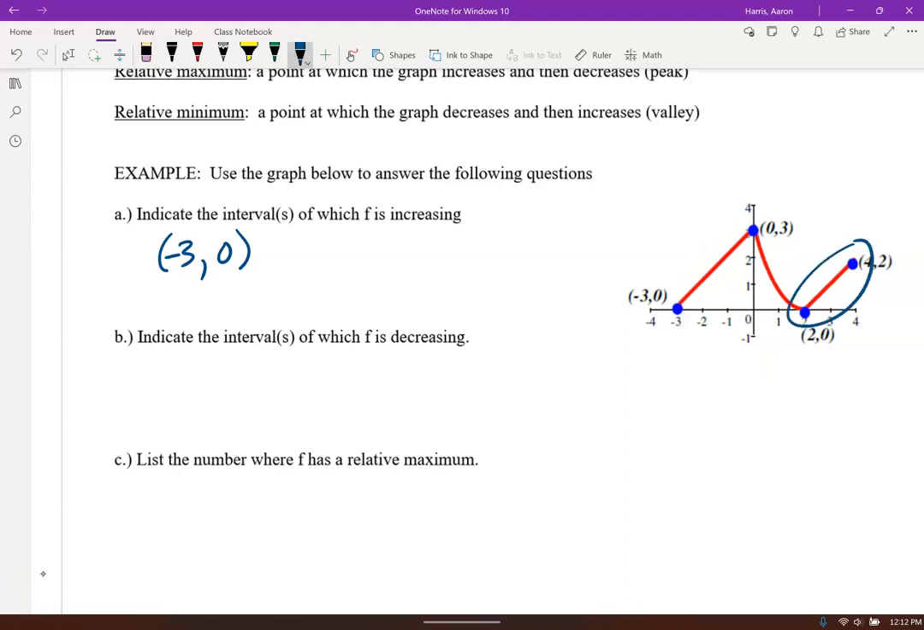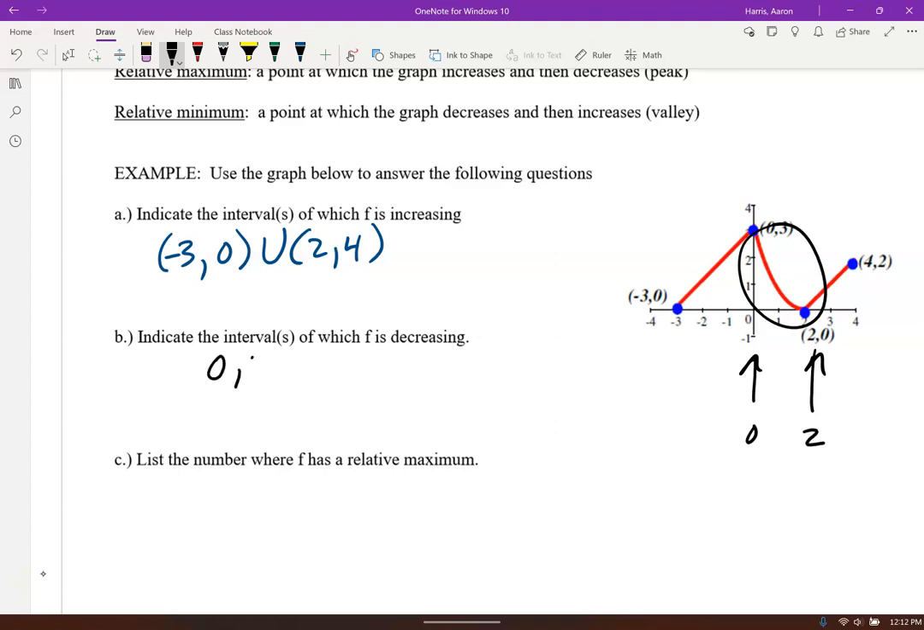And it's also increasing over here to the right from an x value of 2 to an x value of 4. So on both of those intervals, it's increasing. All right, where is this thing decreasing? Down and to the right. Can you see how it's decreasing right there? From an x value of 0 to an x value of 2. From 0 to 2, this function is decreasing.